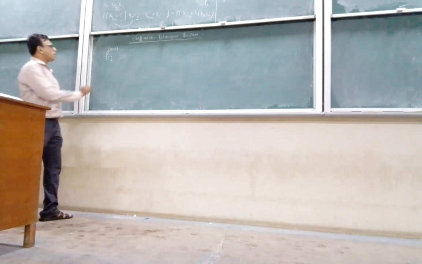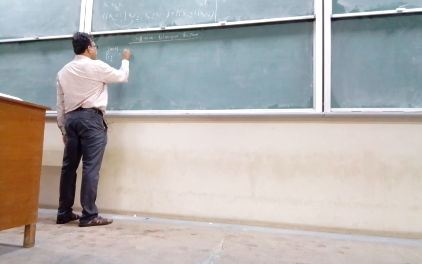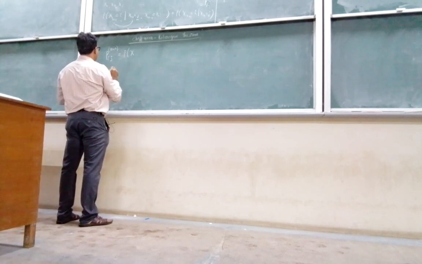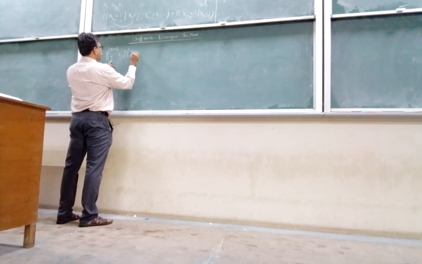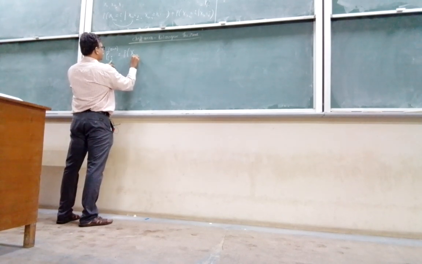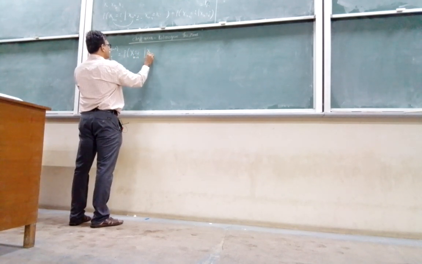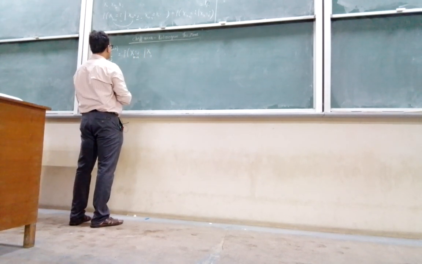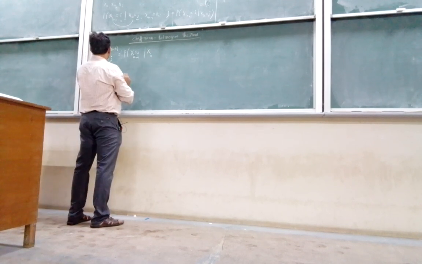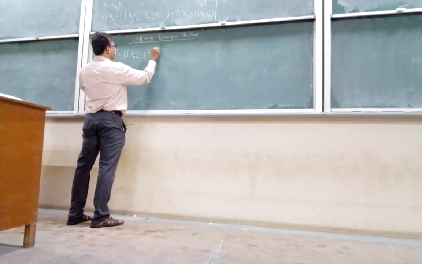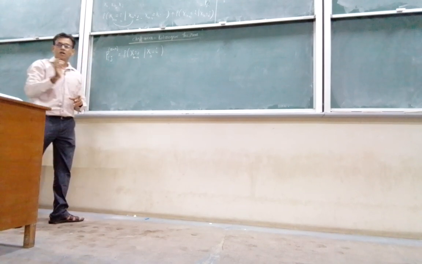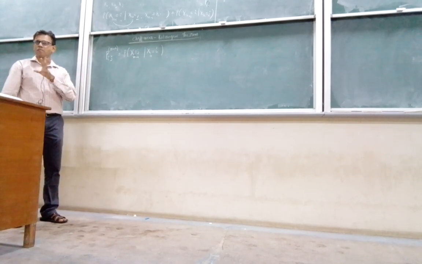Okay. So what does that mean? Probability that x at time m plus n equal to j, given x at time 0 is i. Because it is stationary, the actual time doesn't matter.